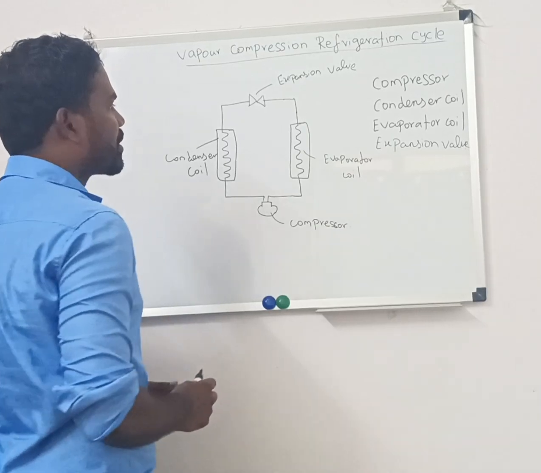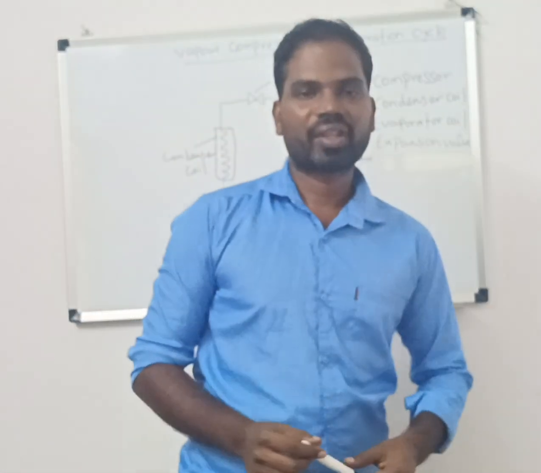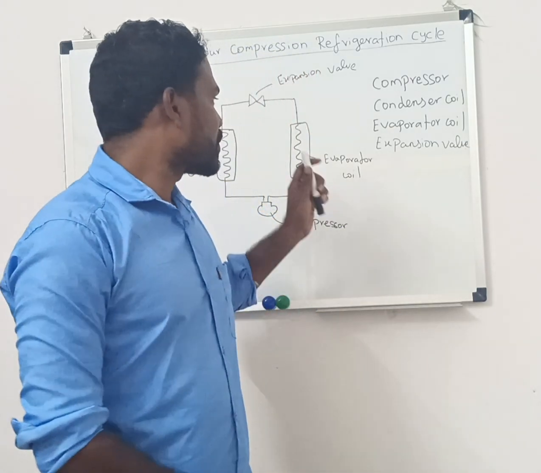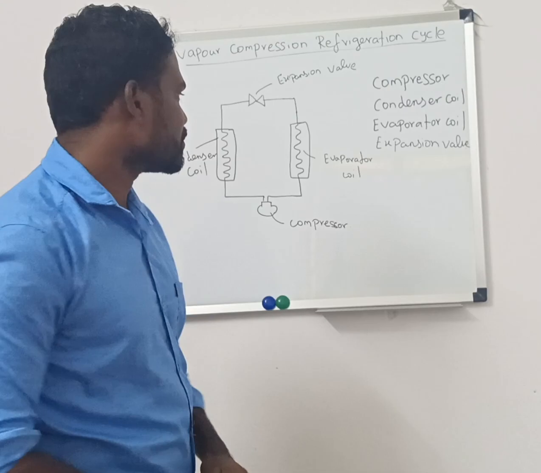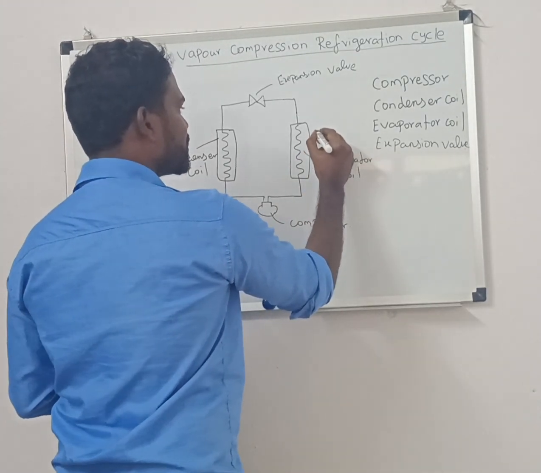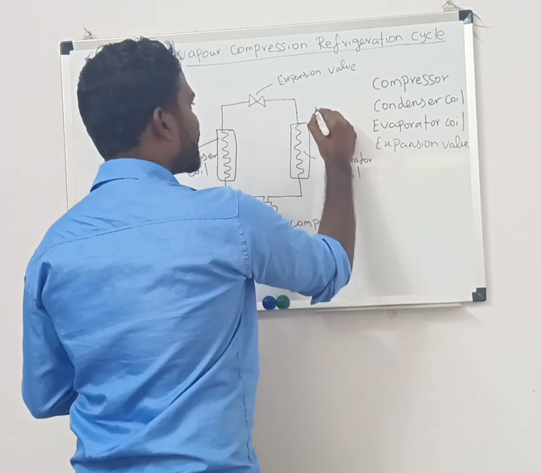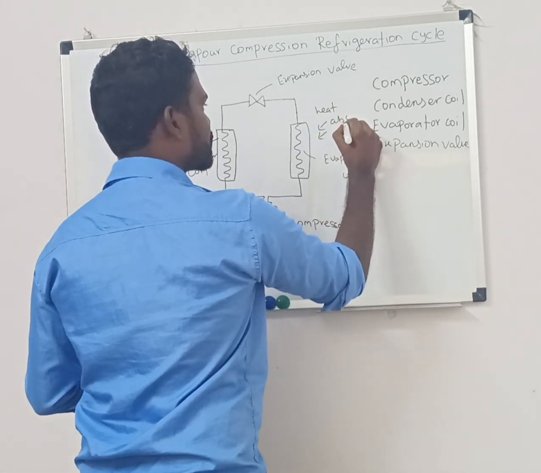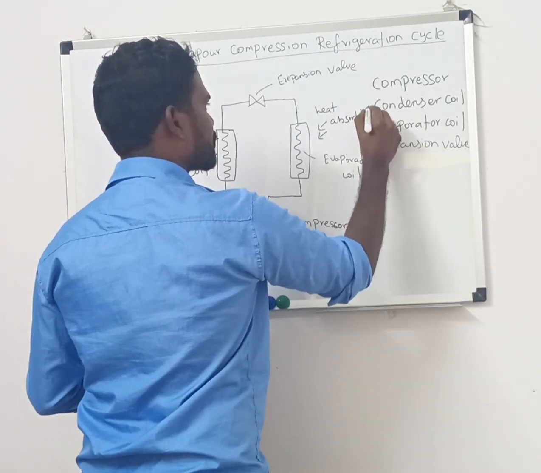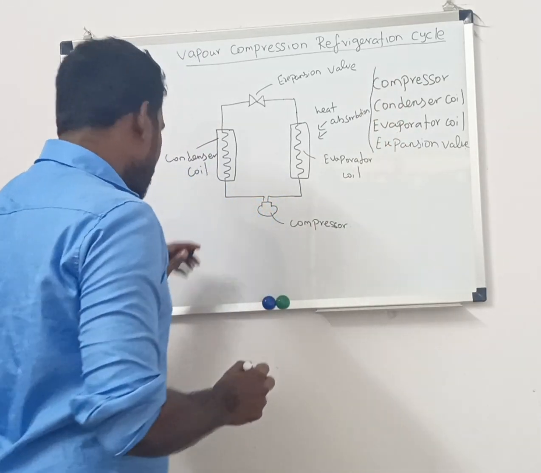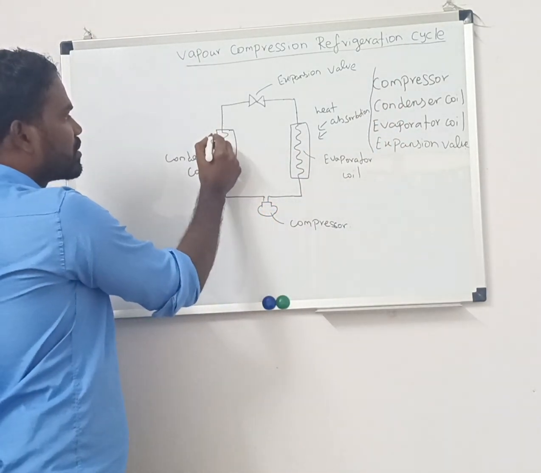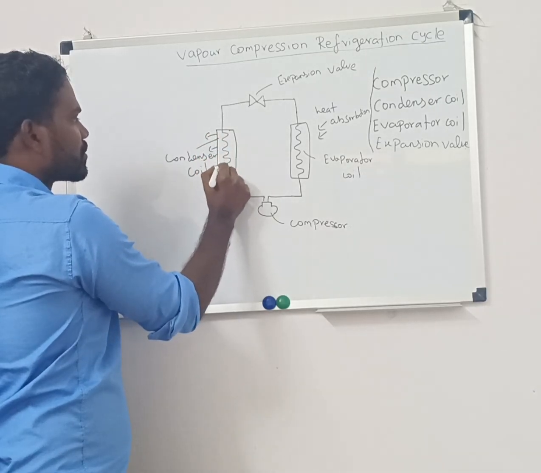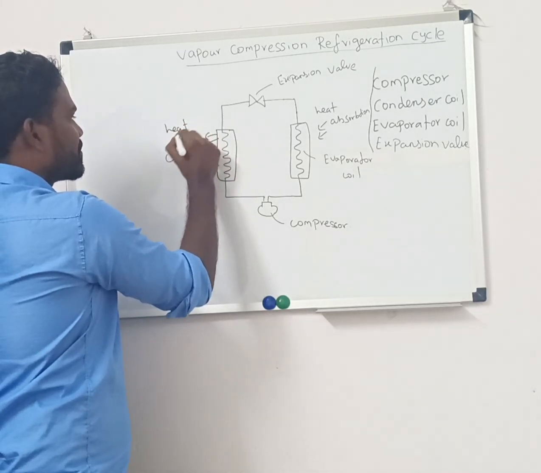Next, the evaporator coil. What is an evaporator coil? The evaporator coil is located at the place where the temperature is required to be kept constant or low. That is the place where we have to fix the evaporator coil. The evaporator coil's main function is heat absorption. This is the opposite of the condenser coil, where we have heat rejection.